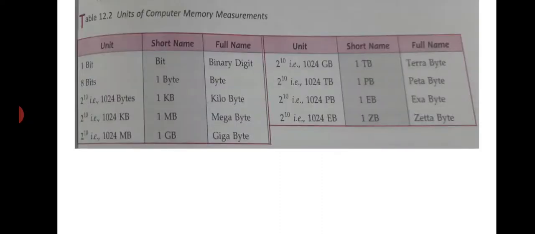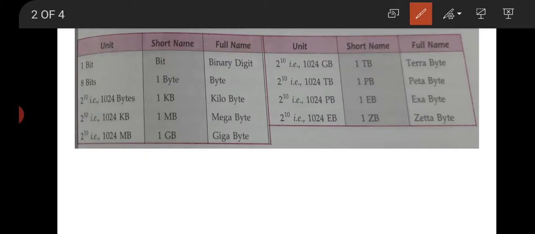Now we are going to study about memory units. That means what are the measurements or units to measure the memory of a computer. So first of all, we have to see the units of computer memory measurement. Here the first one is 1 bit. 1 bit means one binary digit, that means either 0 or 1.